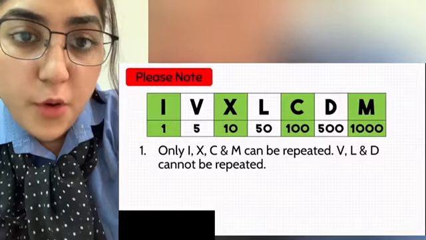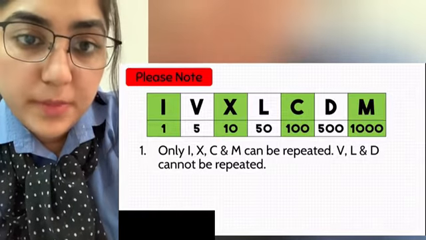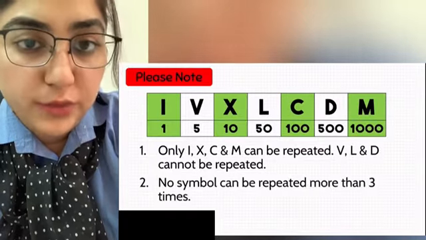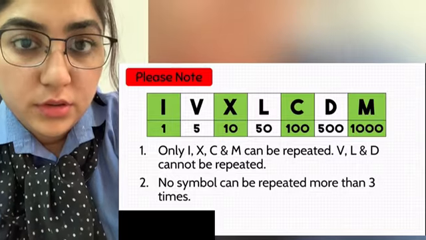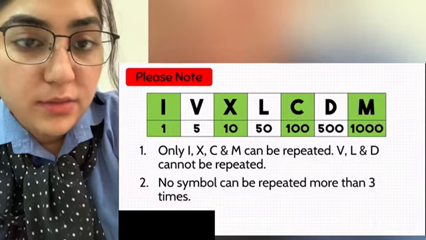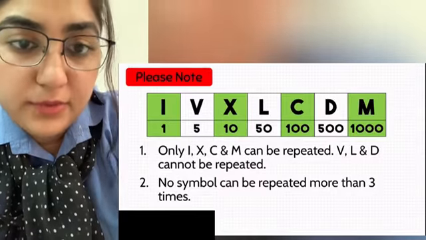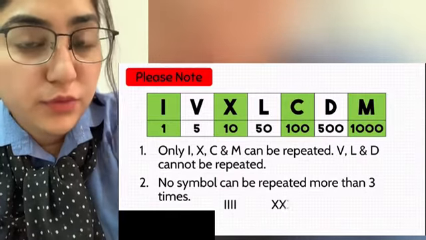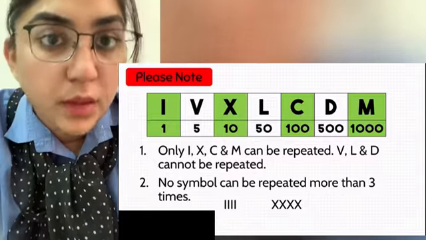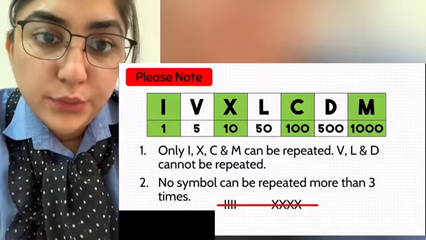Now the second point is no symbol can be repeated more than 3 times. Students, it means we cannot write 4 times I or 4 times X. This would be wrong. Now let's understand rule number 2.